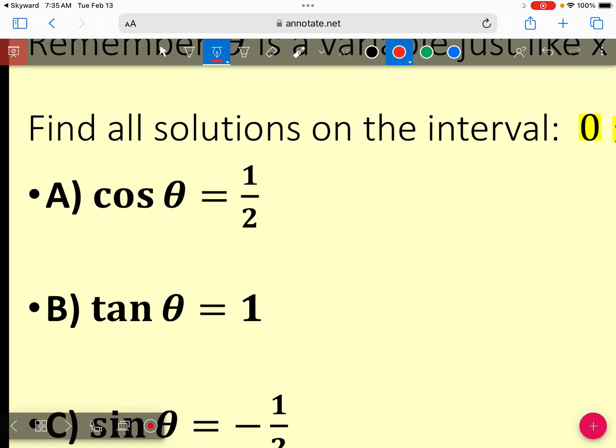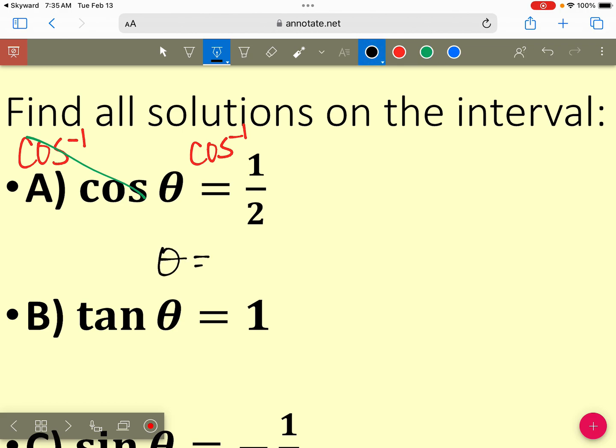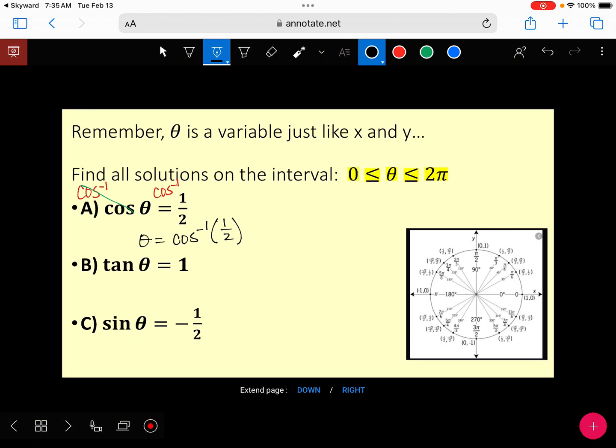So the opposite of cosine is inverse cosine. So if you take the inverse cosine of both sides, this is going to cancel, and you're left with theta equals the inverse cosine of positive 1/2. So look at your unit circle and tell me those two places where cosine is positive 1/2.